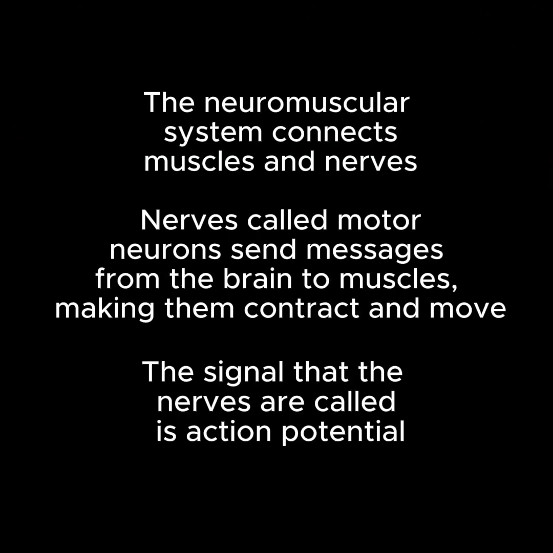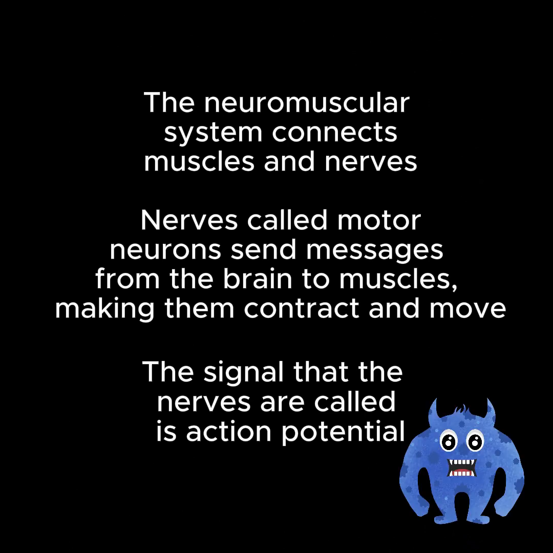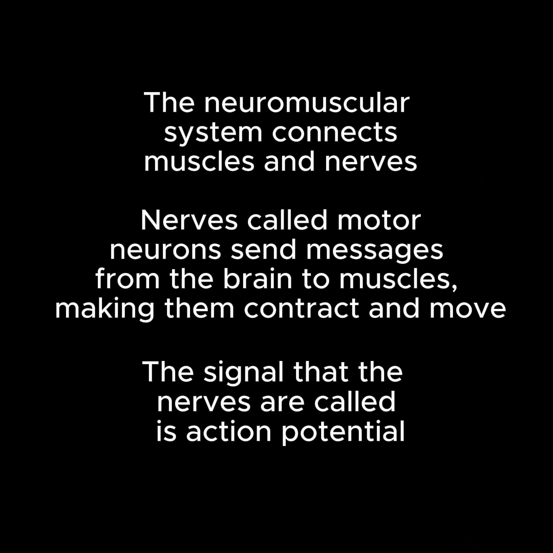The neuromuscular system connects muscles and nerves. Nerves, called motor neurons, send messages from the brain to the muscle, making them contract and move. The signal that the nerves send is called an action potential.